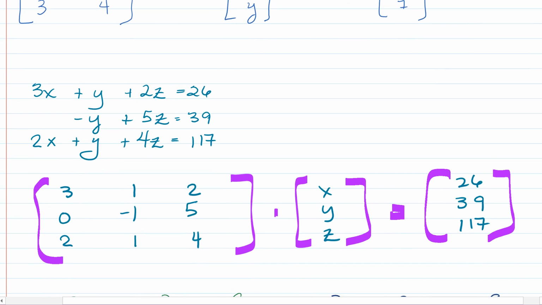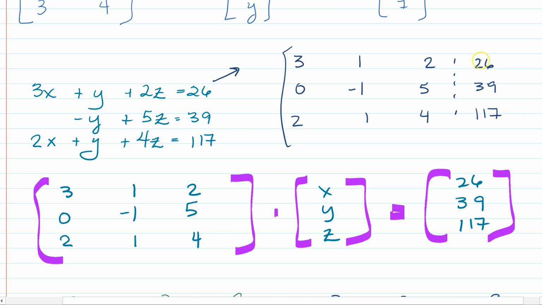If I had this equation right here, let's do this as an augmented matrix. It would be 3, 1, 2, 26, 0, negative 1, 5, 39, 2, 1, 4, 117. So if you compare this to what I was doing before, all we've done is we've taken the coefficient matrix and the constants, put them in the same matrix, and dropped the variables. Because the variables are understood. These are all like terms. These are all like terms. These are all like terms, and these are all my constants.